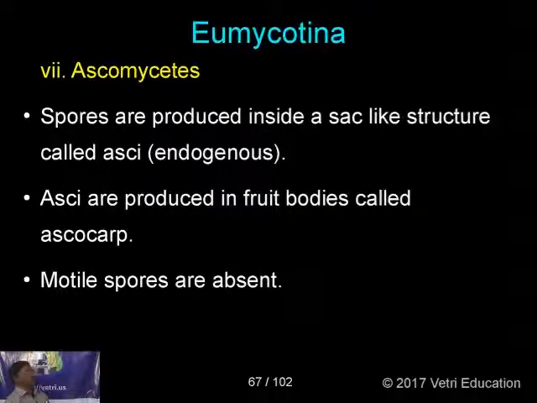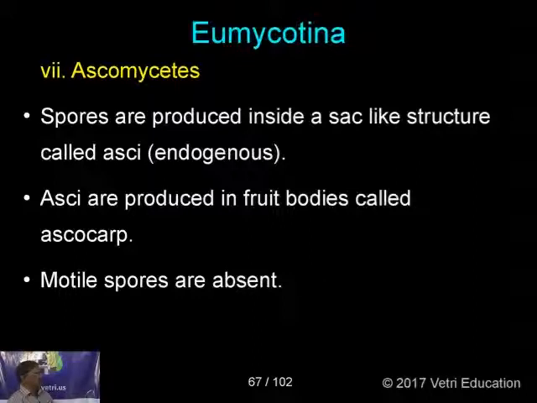Spores are produced inside a sac-like structure that is called the ascus. These are called endogenous. Endogenous means developing inside the cell. Asci are produced in fruit bodies called ascocarps.